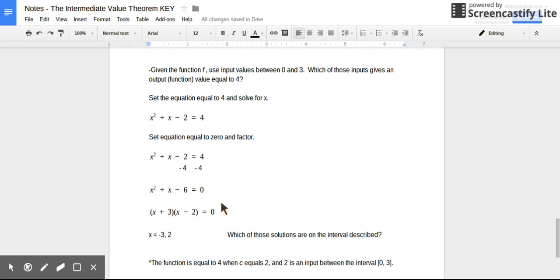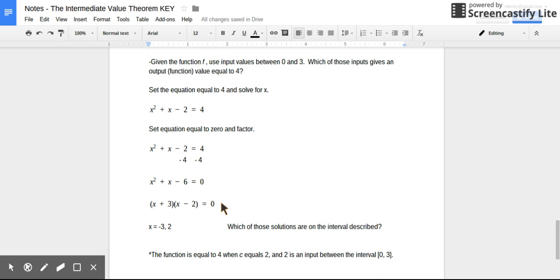If it's not factorable, you can still solve it using the quadratic equation or the quadratic formula. Or you could look on your calculator and just graph it. Look at your data table or look at the graph. So we know that zeros here are going to be negative 3 and 2. Those are actually solutions or x-intercepts.